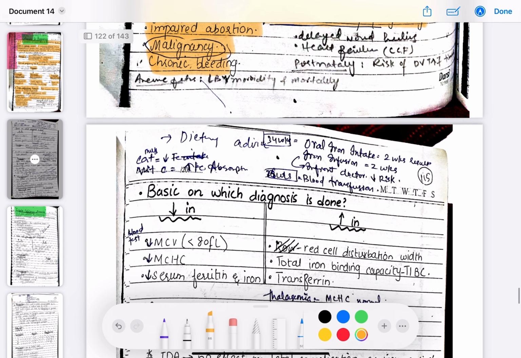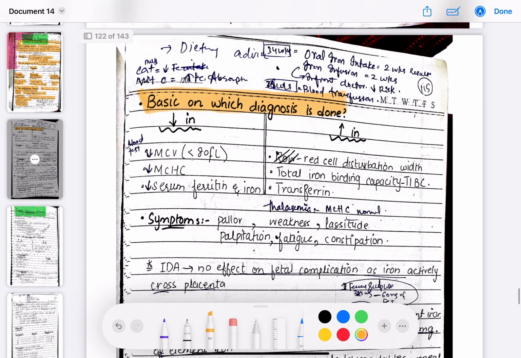The basis on which the diagnosis of the anemia is done is that first of all, in iron deficiency anemia, MCV is decreased, that is less than 80 femtoliter, MCHC is decreased, and serum ferritin and iron is decreased. While the red cell distribution width is increased, total iron binding capacity is increased, and transferrin is increased. So this leads to the diagnosis of the iron deficiency anemia.